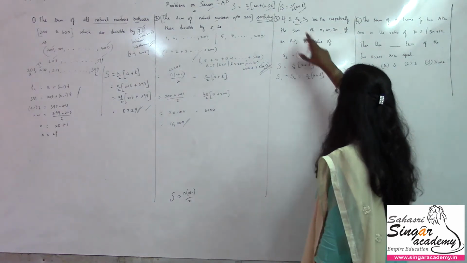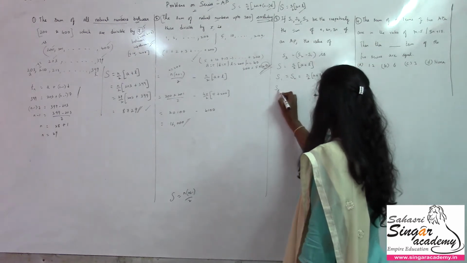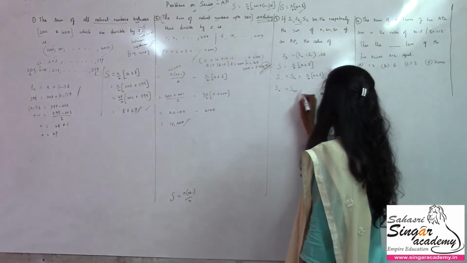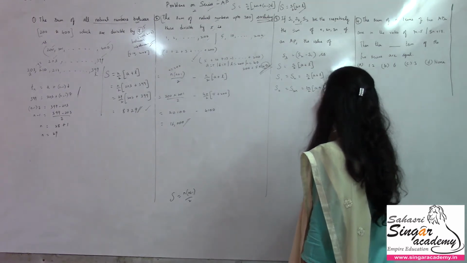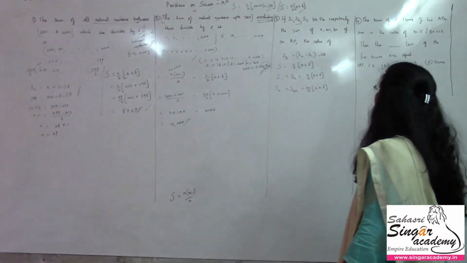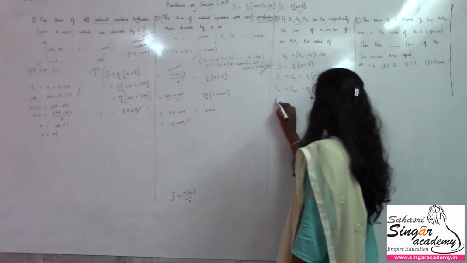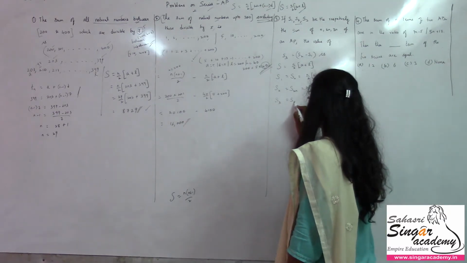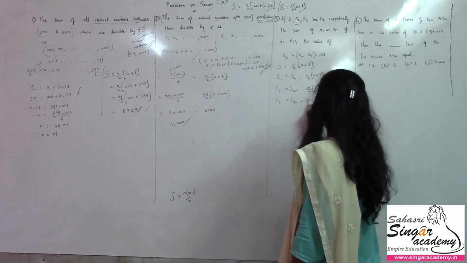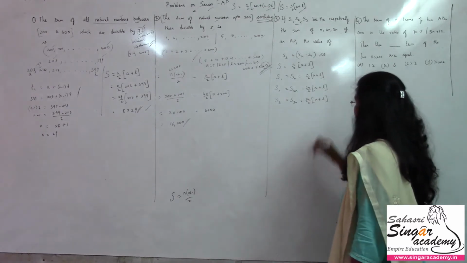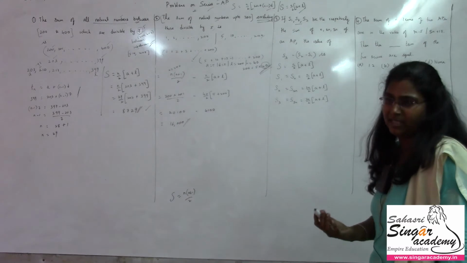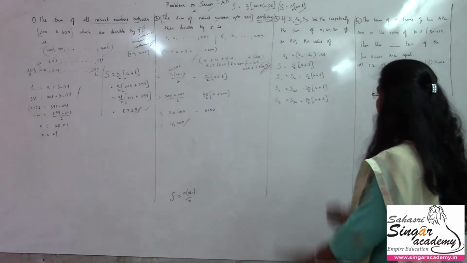And S2 is given to be 2n. So S2 is equal to S2n, which is equal to 2n by 2 into a plus l, right? S3 is given to be 3n. So S3 is equal to S3n, which is equal to 3n by 2 into a plus l. I am not going to touch these values, let them be as they are.